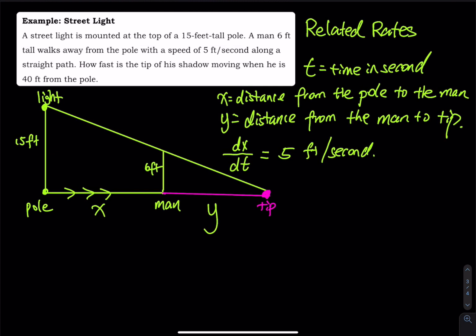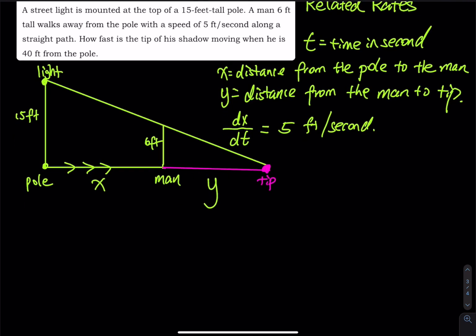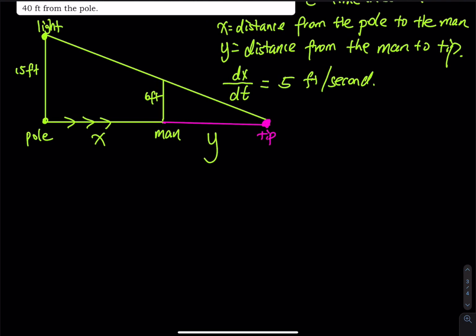In this problem, it's a little bit different than the other problem. We have to use a similar triangle. So here is the similar triangle. Let me move up a little bit. We have a big triangle and a small triangle. So here is a big triangle. This big triangle, I have a 15 feet, and then I have a man right here, right? So the height is 15, the base is x plus y.